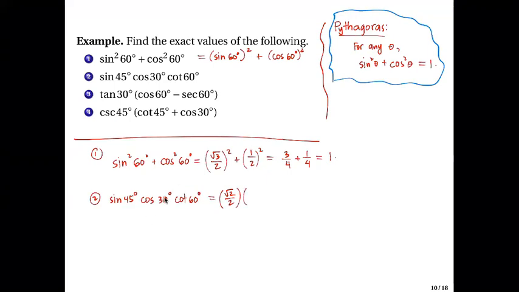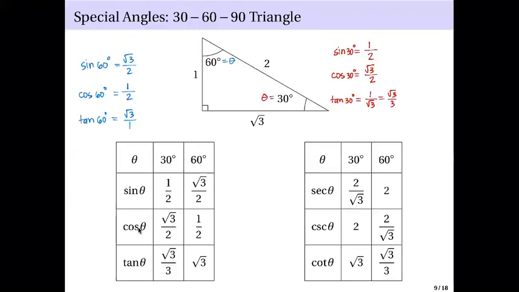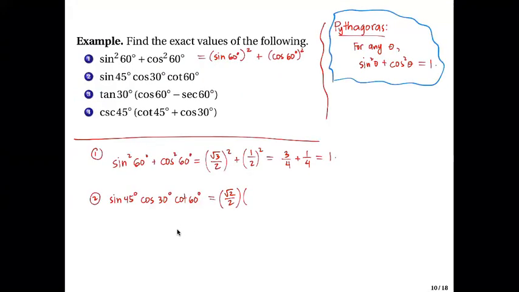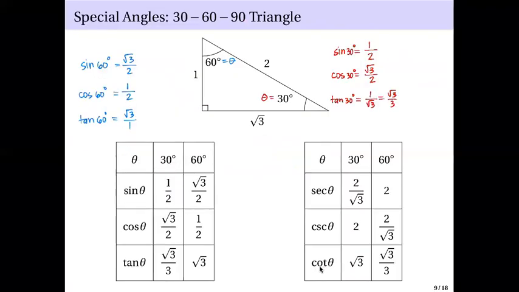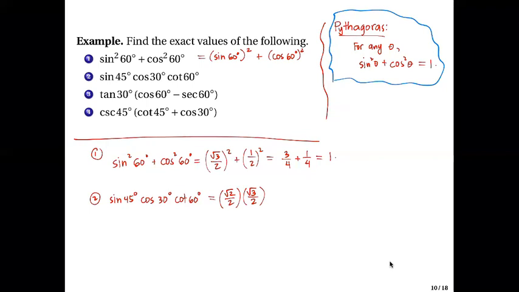Cosine 30 degrees. This is cosine, this is 30 degrees. So cosine of 30 degrees is square root of 3 over 2. So we have square root of 3 over 2. Cotangent 60 degrees. This is your cotangent, this is your 60 degrees. So cotangent of 60 degrees is square root of 3 over 3.